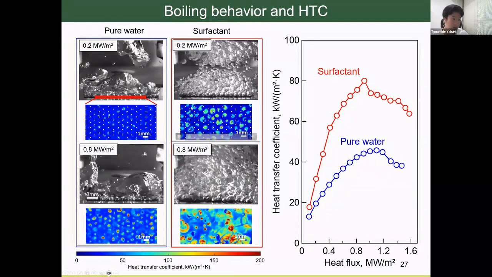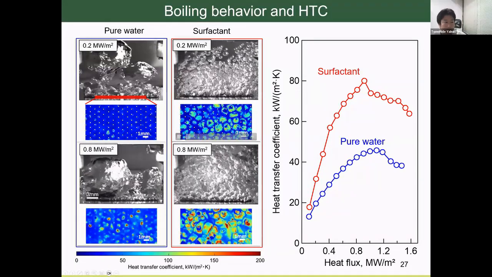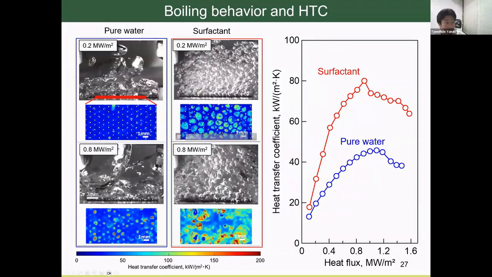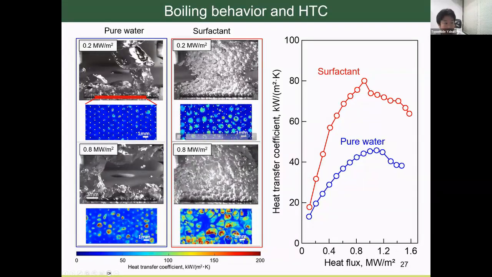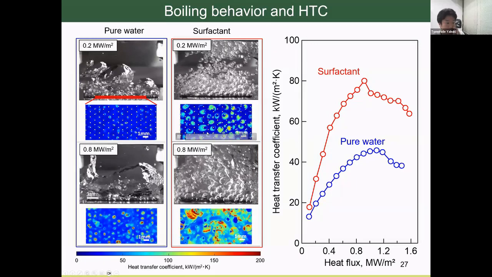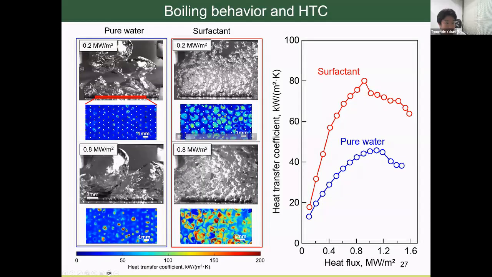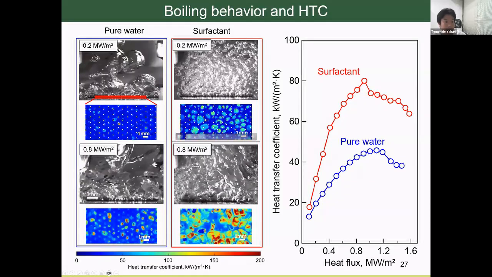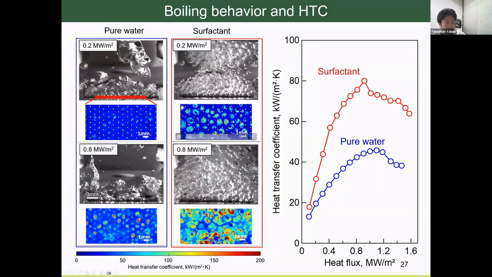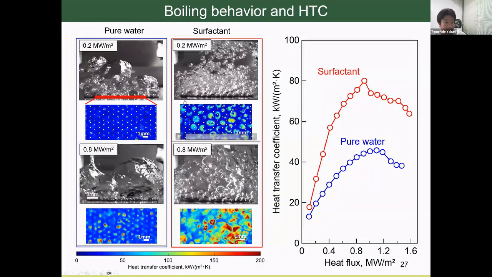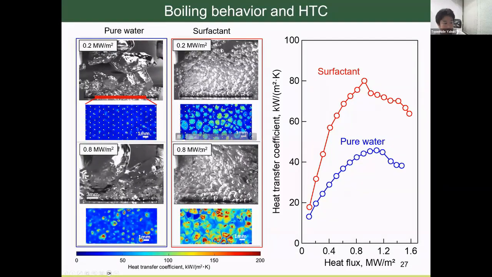And first, the addition of surfactant can suppress the bubble coalescence. And so for the surfactant solution, there are so many isolated bubbles rising in the liquid. And also the surfactant solution case shows a much larger microlayer area compared to the pure water case. And so the important thing is that surfactant addition greatly enhances the area coverage of the microlayer.